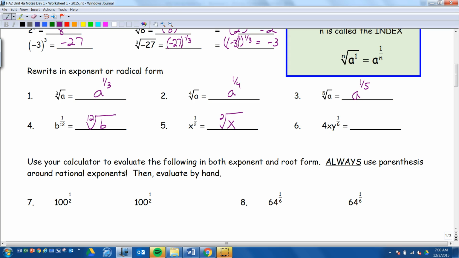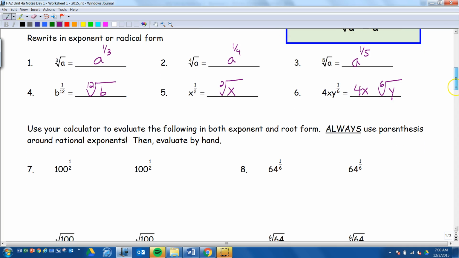Now, with square roots, you do not need to put the 2, but for this lesson, I'm doing it just so you see how it works. Be careful here. All these things are not raised to the 1/6 power. It's just the y. So the 4 and the x are not under a root, but the y is. The y is under a 6th root. Okay? We want to make sure that we can do that.